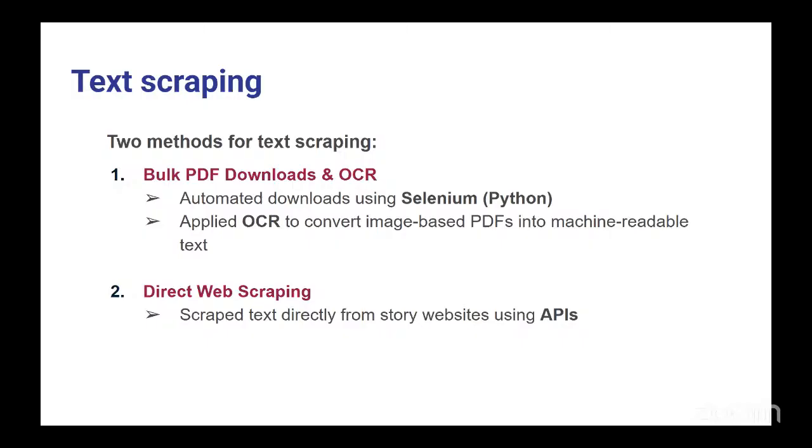Okay, but in a very oversimplified way, we use two basic methods to acquire our text for the corpus. One was by automating bulk downloads of PDF versions of the stories and using what's called optical character recognition. It basically takes image-based PDFs and converts them into text that the computer can read, and then we can analyze them.